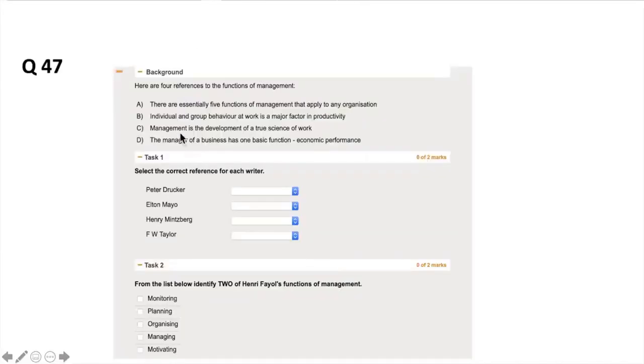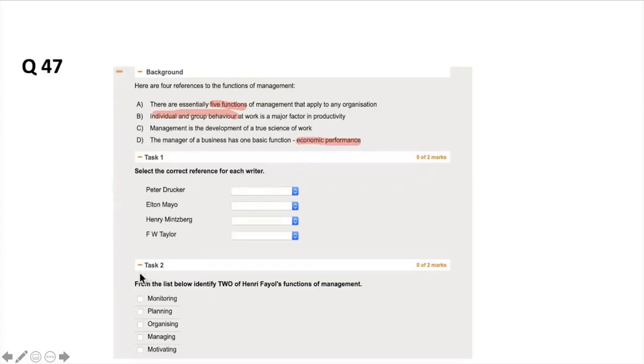Question number 47. Here are 4 references to the functions of management. A. There are essentially 5 functions of management that apply to any organization. B. Individual and group behavior at work is a major factor in productivity. C. Management is the development of a true science of work. And finally, D. The manager of a business has one basic function, and that's economic performance. So let's see what we have to do in task 1. Select the correct reference for each writer.